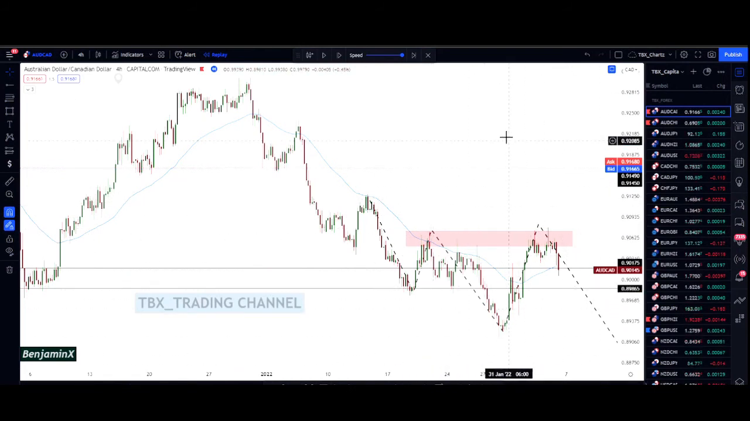So we're talking about how you're going to confirm that this trend is going to continue as an uptrend and it's not going to continue downwards.